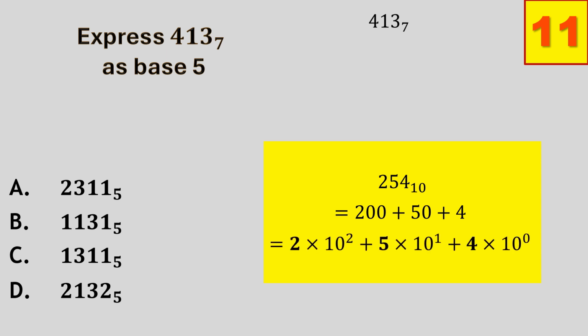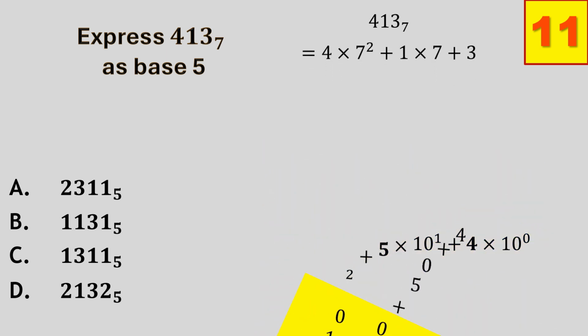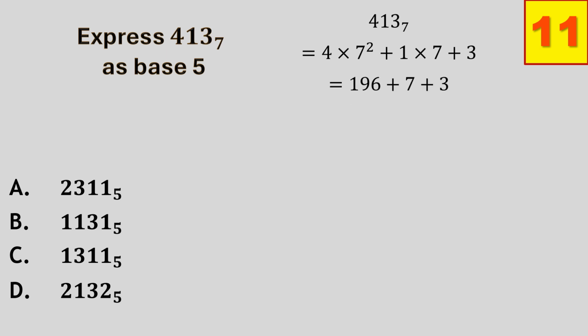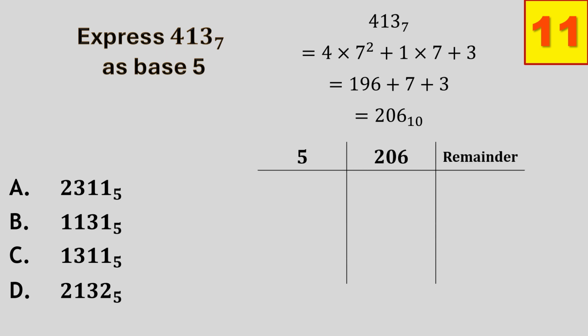So this is the same thing we are going to do for this number, but instead of 10, use 7. 4 times 7 raised to the power of 2 is 196, and 196 plus 7 plus 3 equals 206 base 10. The next step is to keep dividing this number by 5 until the number is less than 1.